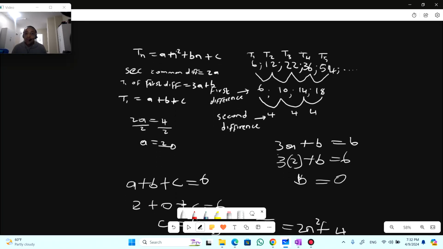So when we are looking for the equation, you need to do it like this, so that you can get the value of A, the value of B, and the value of C, as I said. So this is how you need to find the general equation.